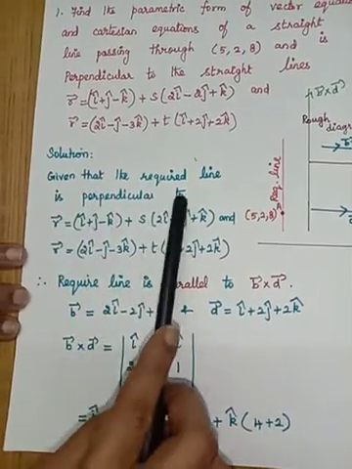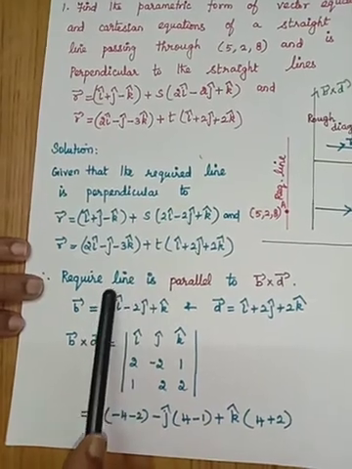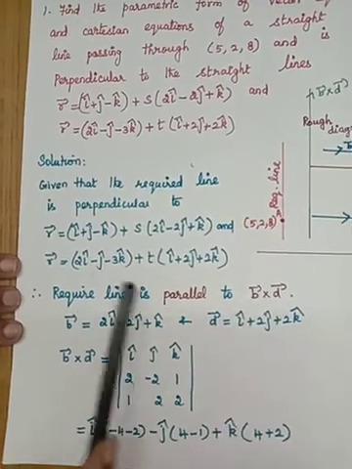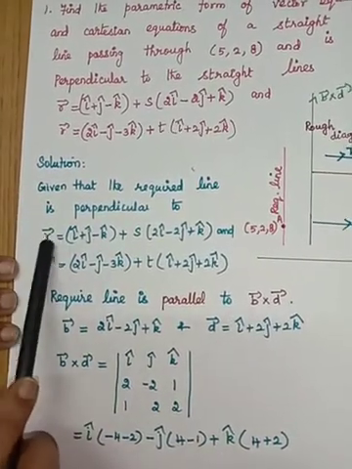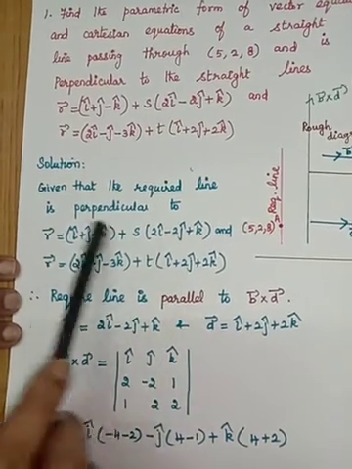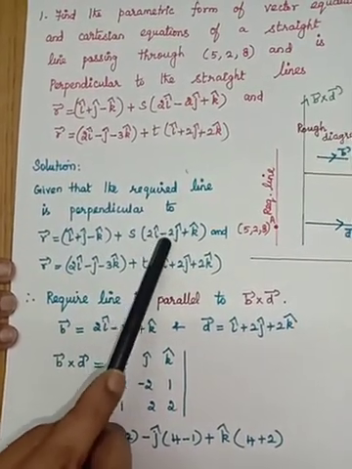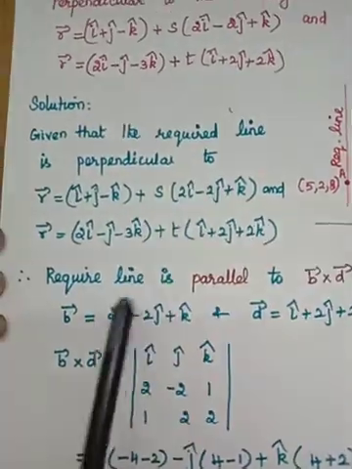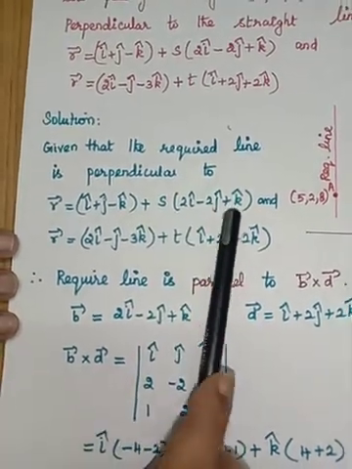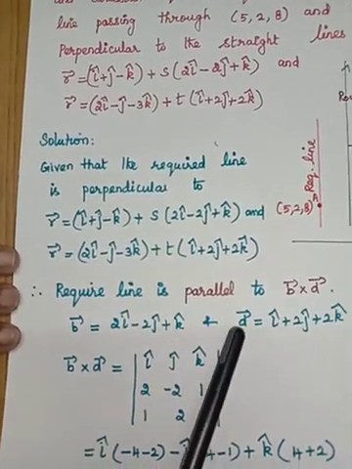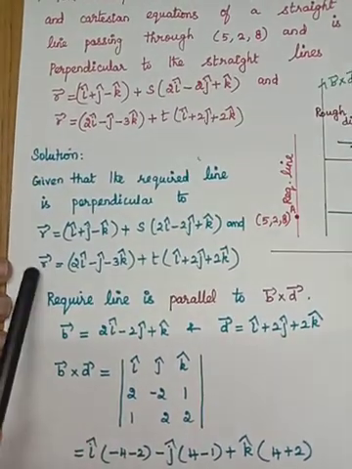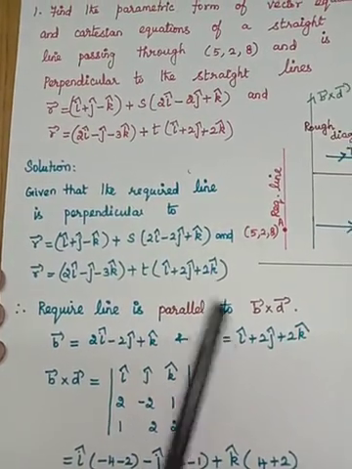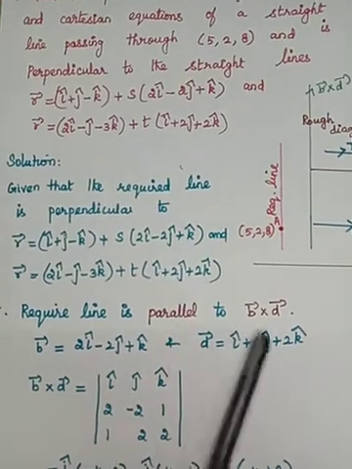You see that the same thing I have explained here. Given that the required line is perpendicular to two given lines, your required line is parallel to B vector cross D vector. B vector should be the parallel vector of the first line. Which is the parallel vector? The vector written along with the parameter is the parallel vector. So here your b vector is equal to 2i cap minus 2j cap plus k cap. And what is your d vector? D vector has to be taken from the second line, the one along with the parameter. So d vector is i cap plus 2j cap plus 2k cap.